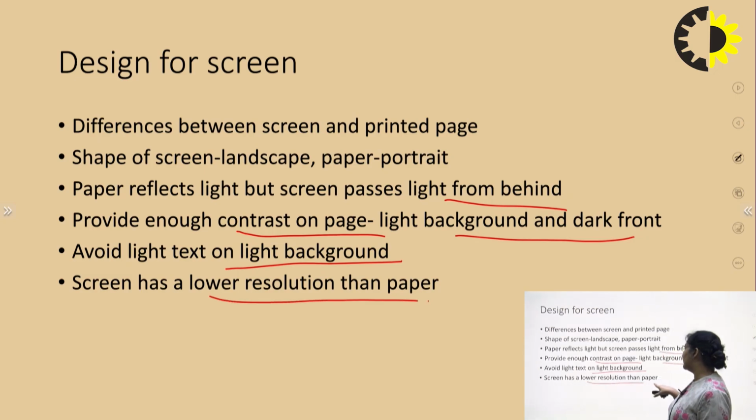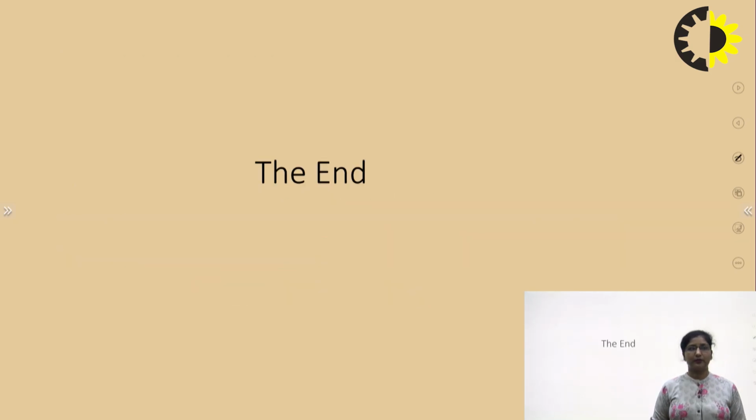A screen has a lower resolution than paper, because with paper we have a full hand. We can go anywhere, we can do anything. But for the screen, we have a limited screen. So that should also be taken care of.